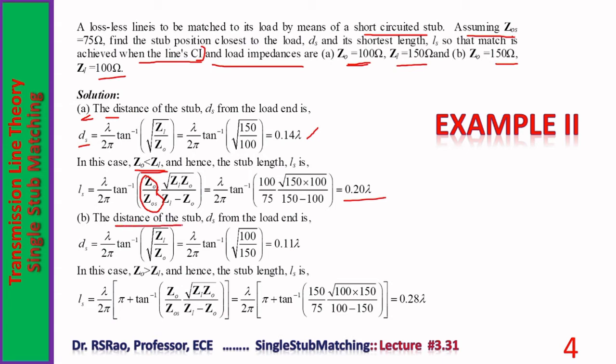B, the distance of stub ds, of course the formula remains the same, lambda by 2 pi tan inverse square root of ZL by Z0. Substitution results in 0.11 lambda. In this case, Z0 is more than ZL. In the previous case, it is less, now it is more. So the formula is pi plus, you have to use. And of course, Z0s by Z0 takes care of different characteristic impedances of the stub and main line. Substitution results in a length 0.28 lambda.